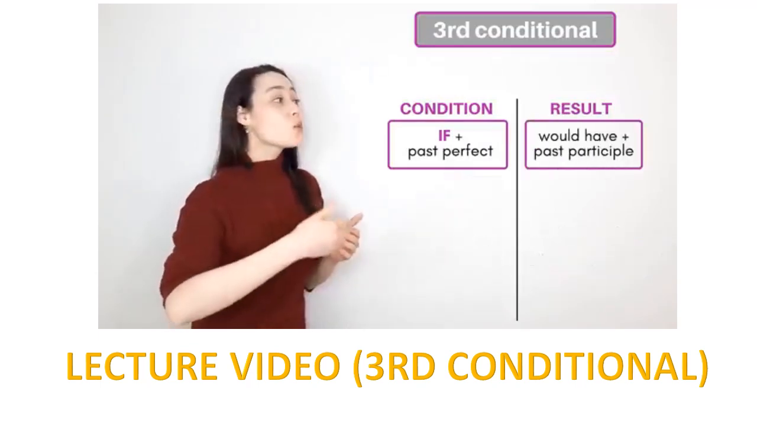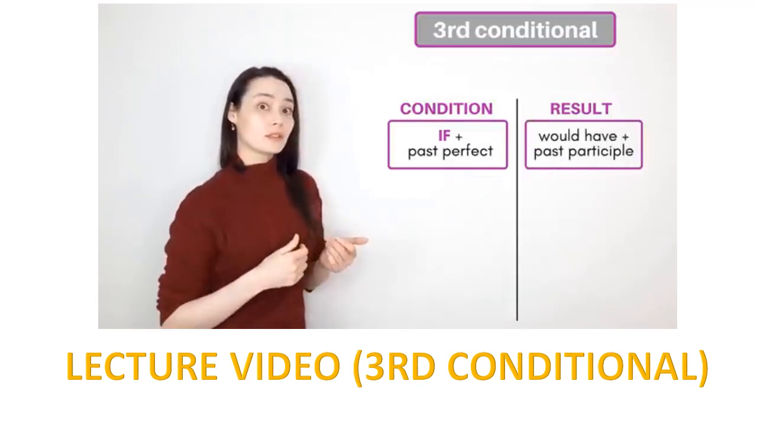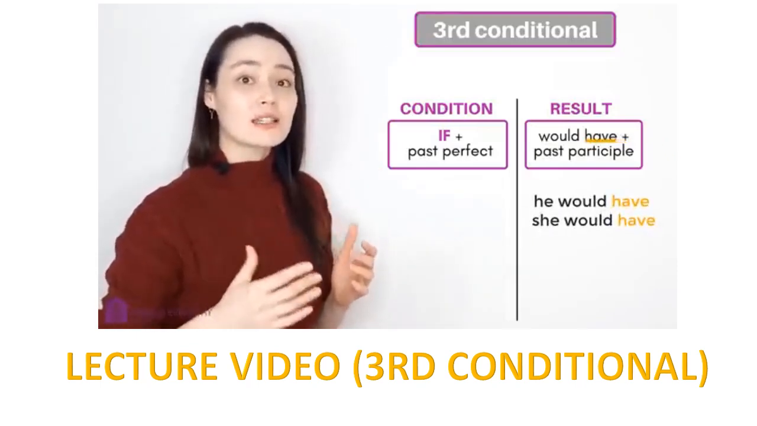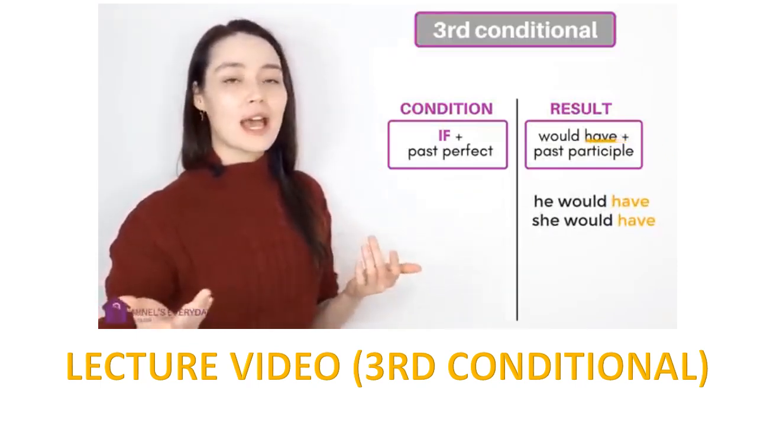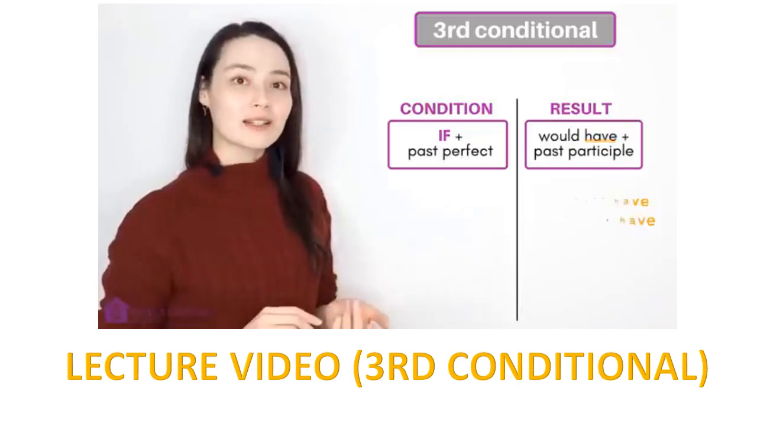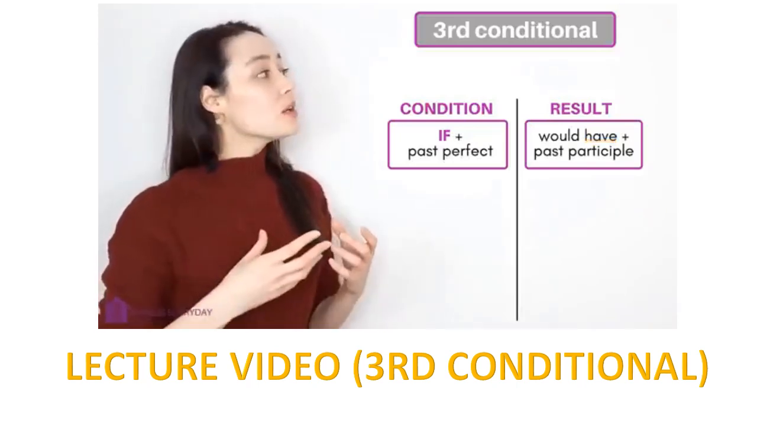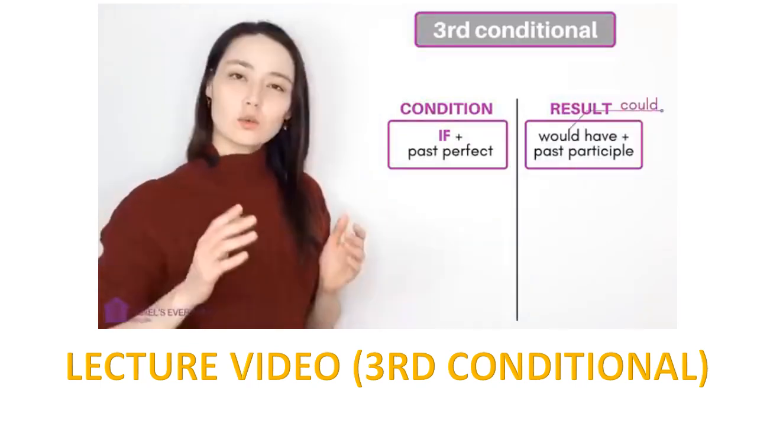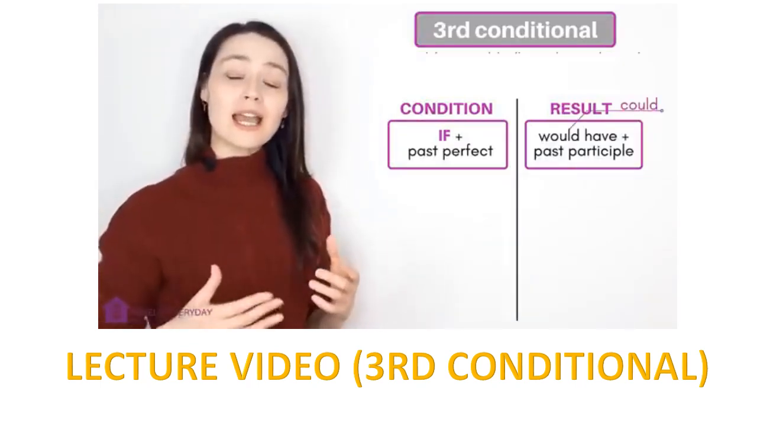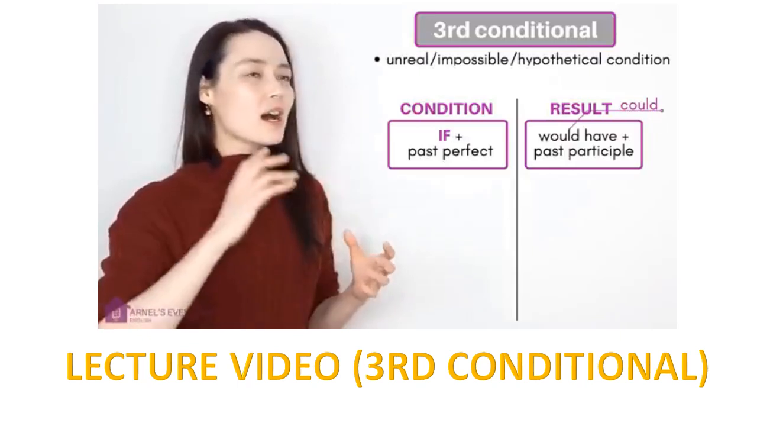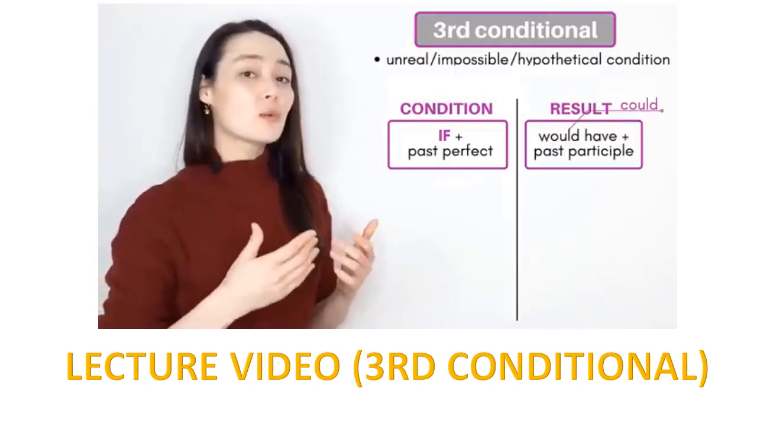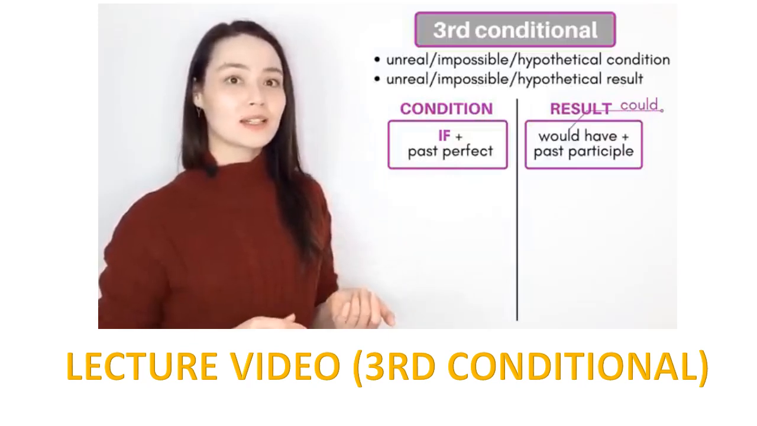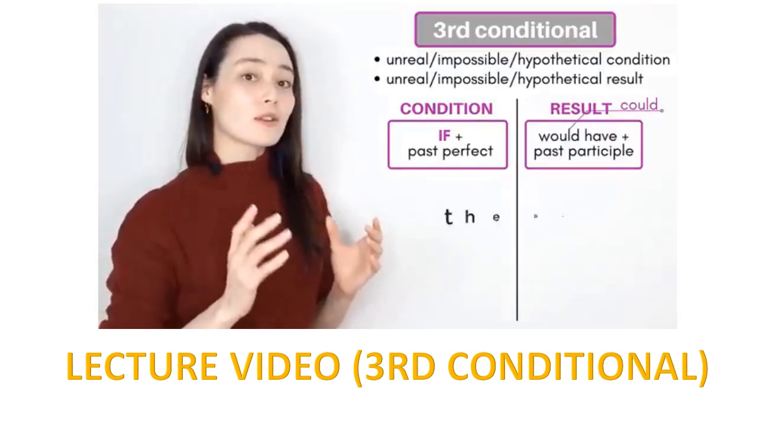Would have plus past participle. Now, we always use have. Even if our subject is he or she, we use have. Have every time for every subject. Would is probably the most common, but you can also use could. We use the third conditional to speak about a past, unreal, impossible situation, condition, plus its impossible result. So third conditional is all about the past.